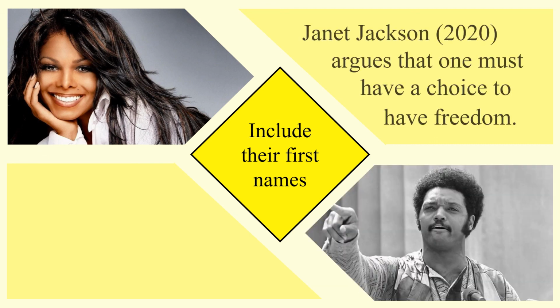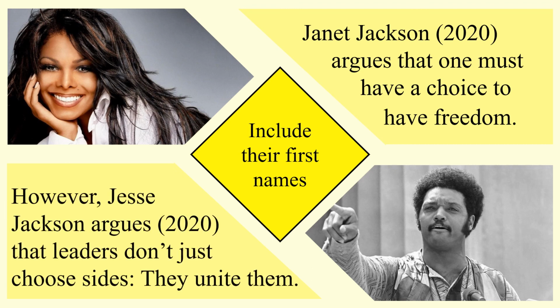Here we have Janet Jackson argues that one must have a choice to have freedom. However, Jesse Jackson argues that leaders don't just choose sides, they unite them. In this case, both authors have the same first initial for their given name, the letter J. Therefore, to differentiate, we'll include Janet Jackson's given name, Janet, before her surname, and Jesse Jackson's given name, Jesse, before his surname.